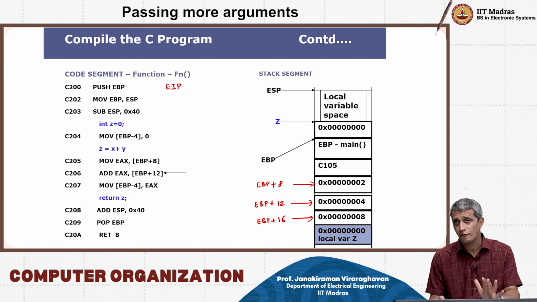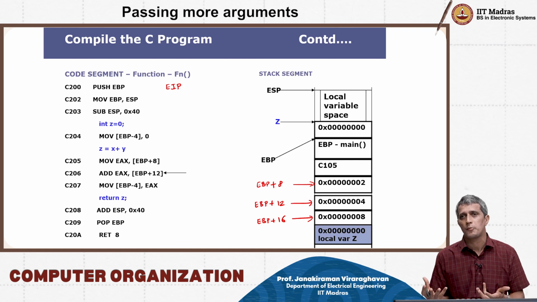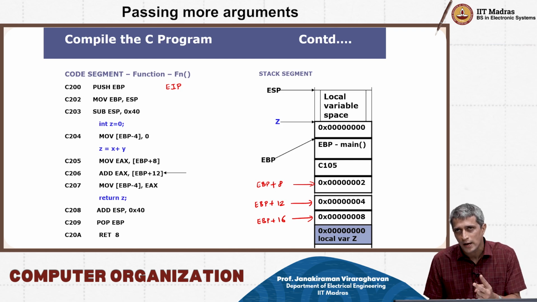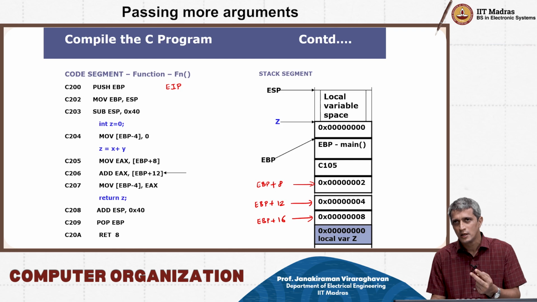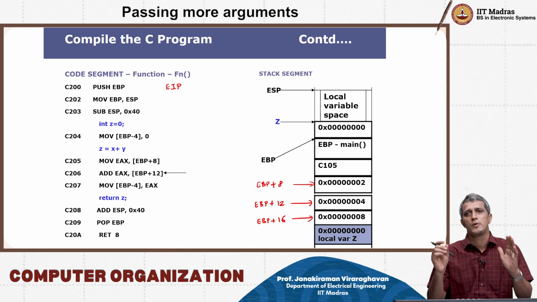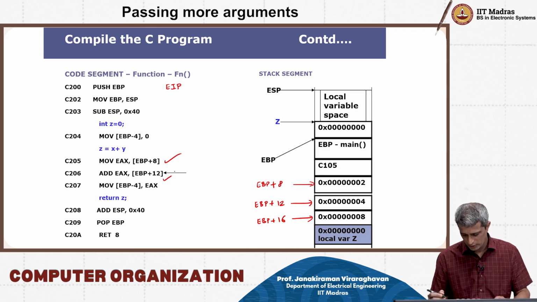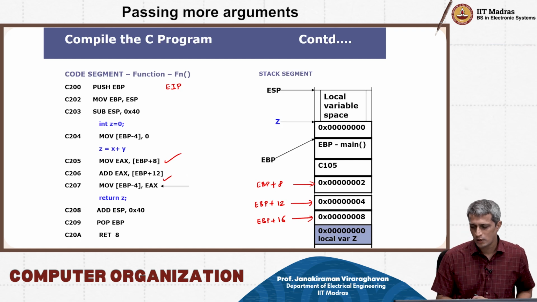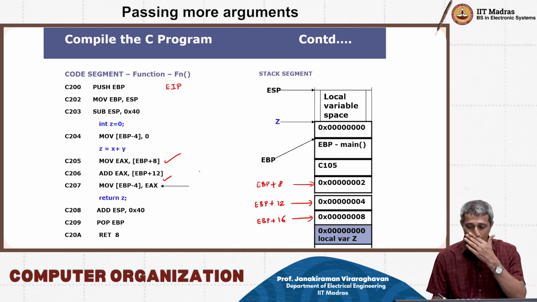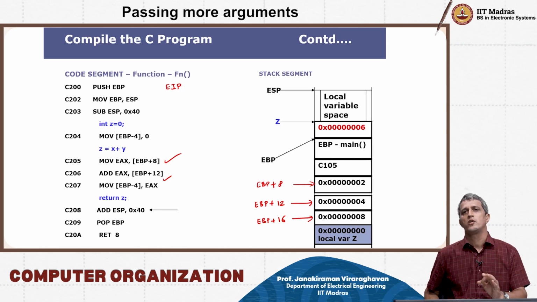But this function fn does not know that it is going to be called with 3 parameters. So it assumes that there are only 2 parameters that it is going to deal with, and therefore it is going to only deal with EBP plus 8 and EBP plus 12 in its object code. That's what you see here, right? So when you execute this, what is going to happen? My EAX will get 2 plus 4 from EBP plus 8 and EBP plus 12, which is 6 as the answer. Then I move EAX, so 0x006.